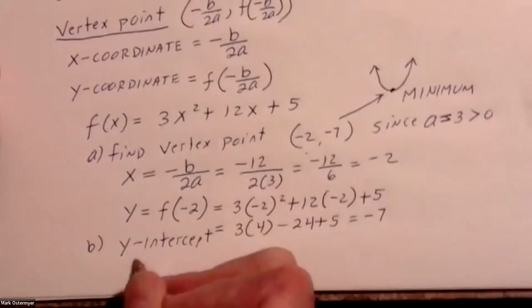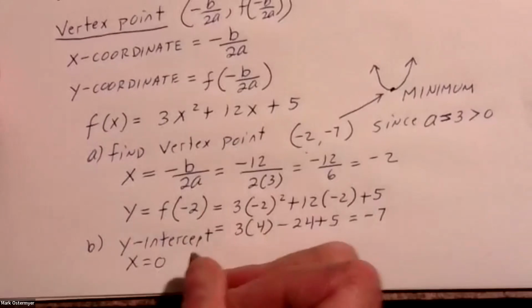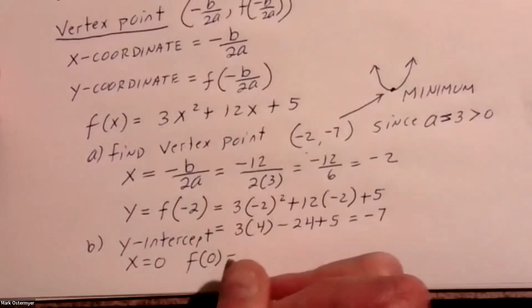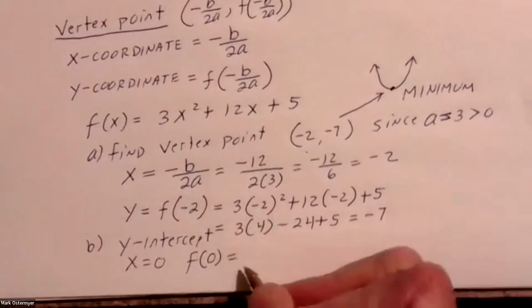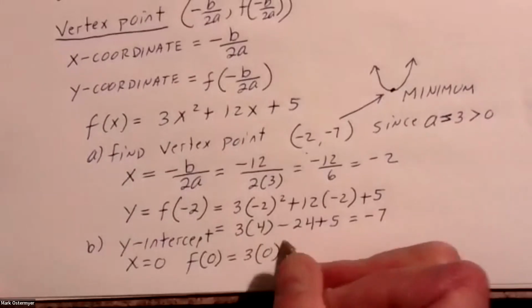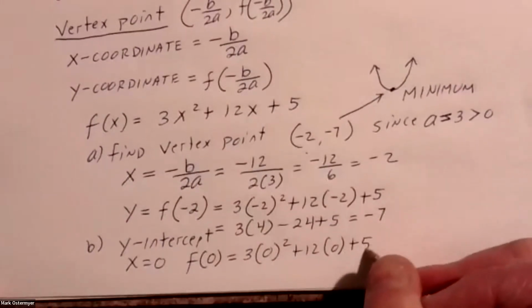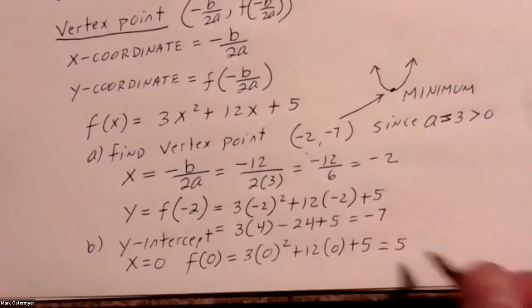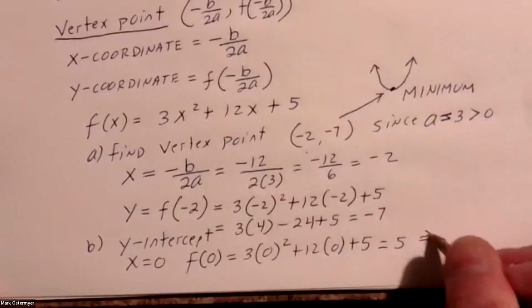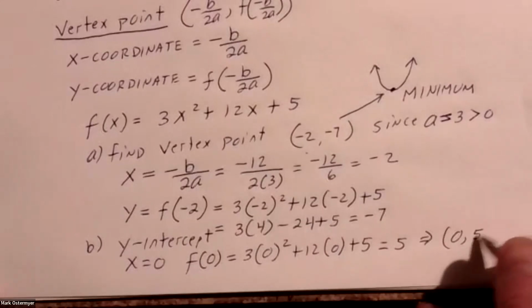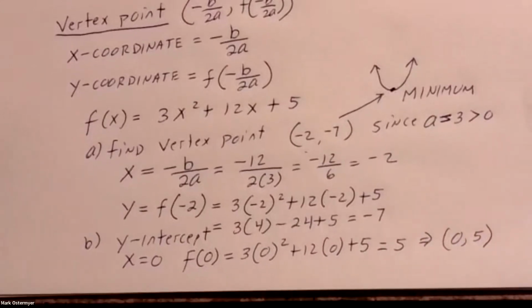And that is accomplished by letting x be 0. So our y-intercept is going to be the function evaluated at 0, which means x is replaced with 0 throughout, which is just going to give us 5. So our y-intercept turns out to be the ordered pair (0, 5). That's where the graph is going to cross the y-axis.